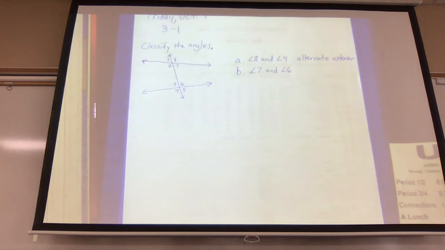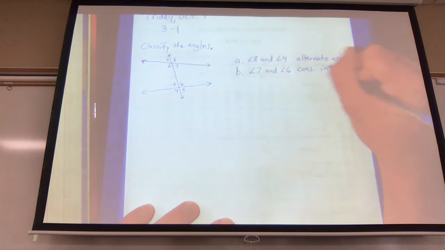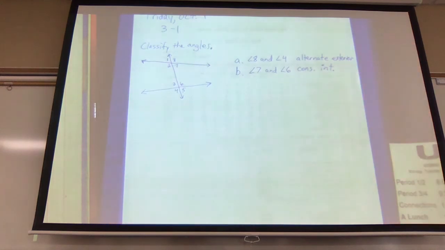Alec, what do you think? Consecutive interior. Consecutive interior. And once again, if you want to abbreviate, you can abbreviate. I'll know what that means. 7 and 6 would be consecutive interior. They're on the same side of the transversal, and they're both interior.